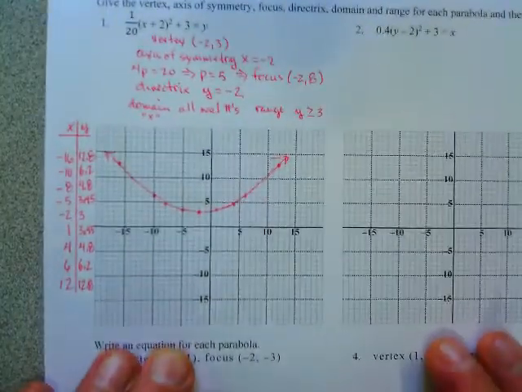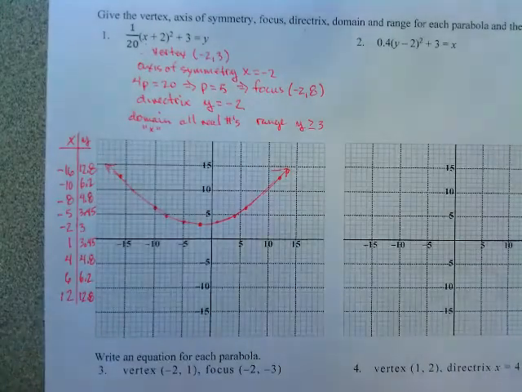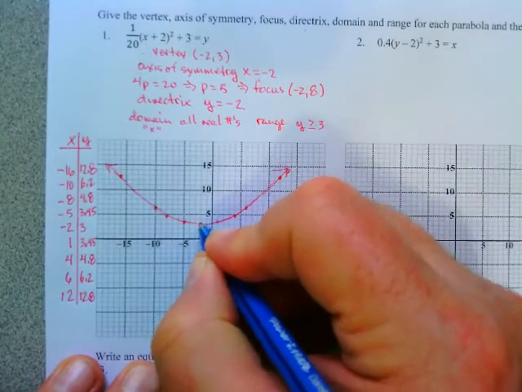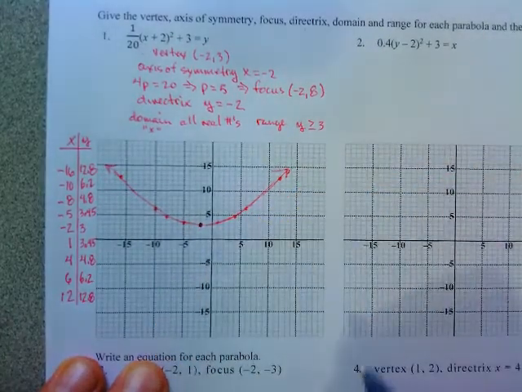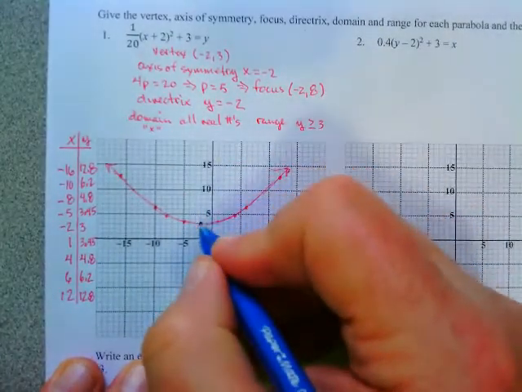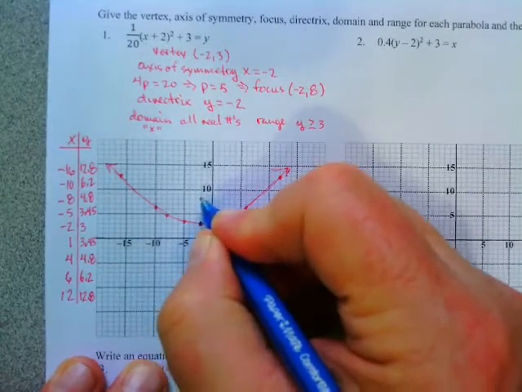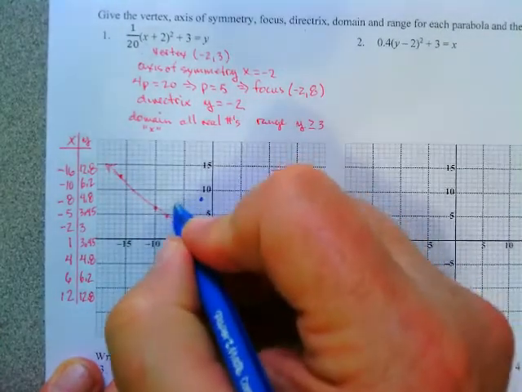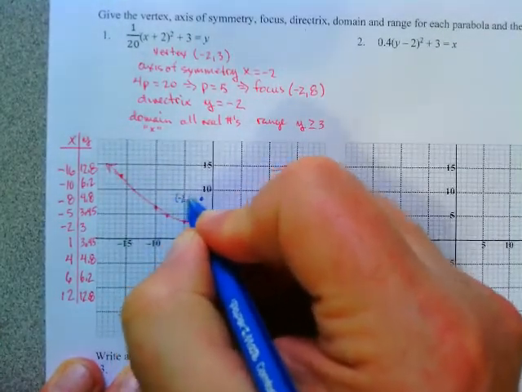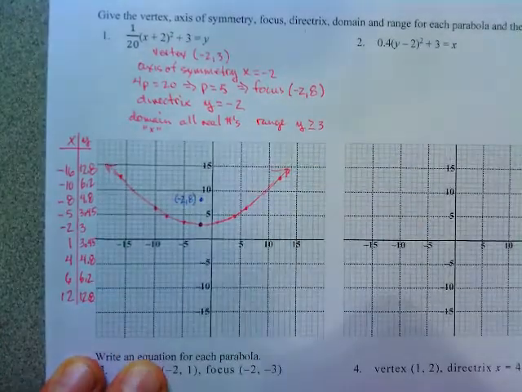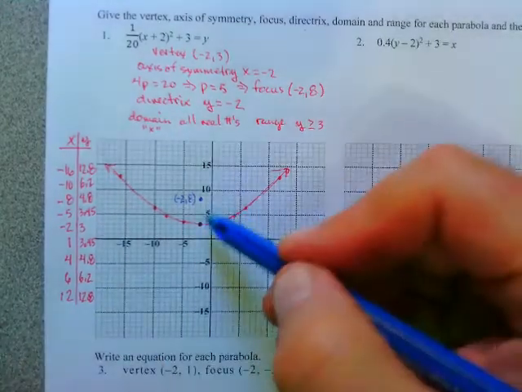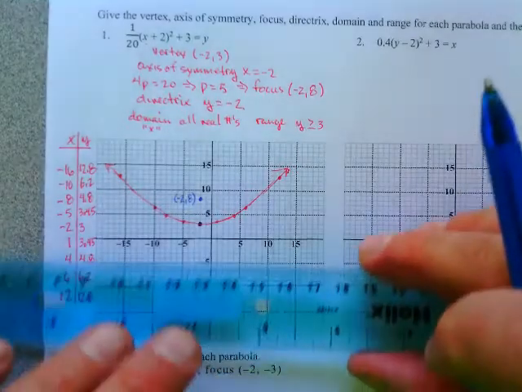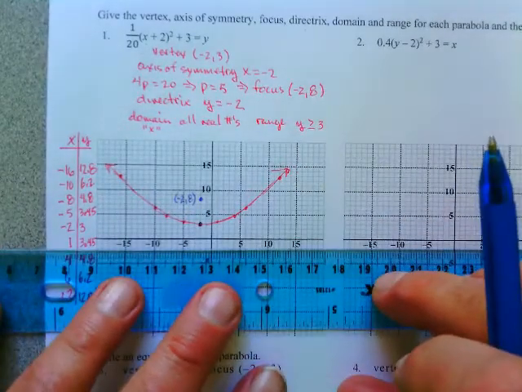So there is the parabola. Now, in addition to that, we have here was the vertex. The focus was at negative 2, 8. So this is where our P is. That's the negative 2, 8. And that was 5 up. 5 down is the directrix, which is at y equals negative 2.